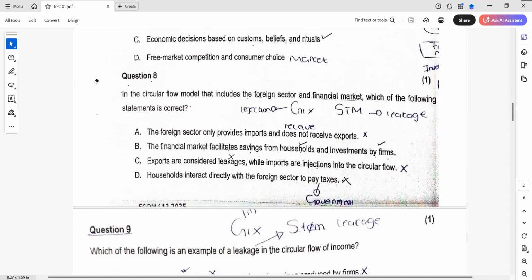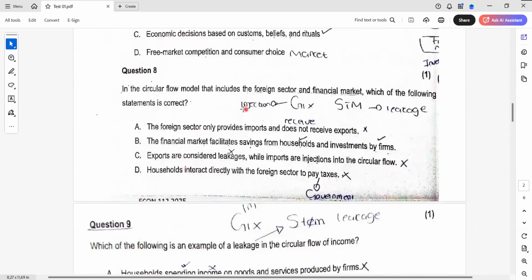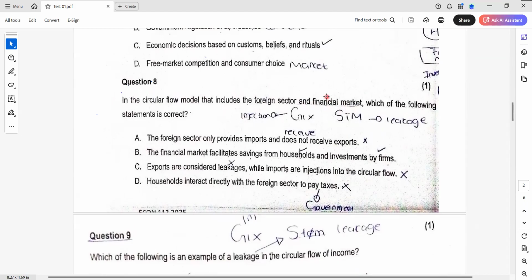So do I have to write it down? I don't think so, because I think there is a question like that. So let's just focus on this one. They're saying that in a circular flow model, the foreign sector and the financial market. Okay, so there's also now the foreign sector and the financial markets.